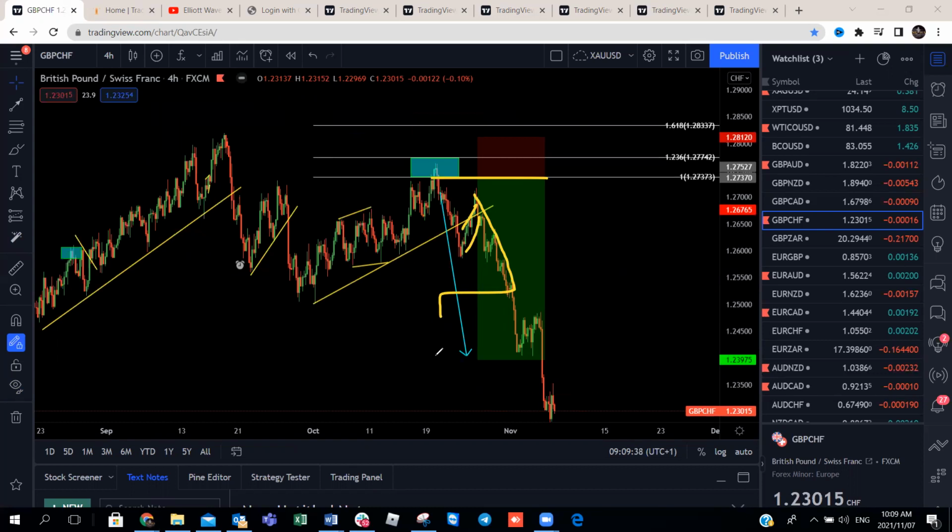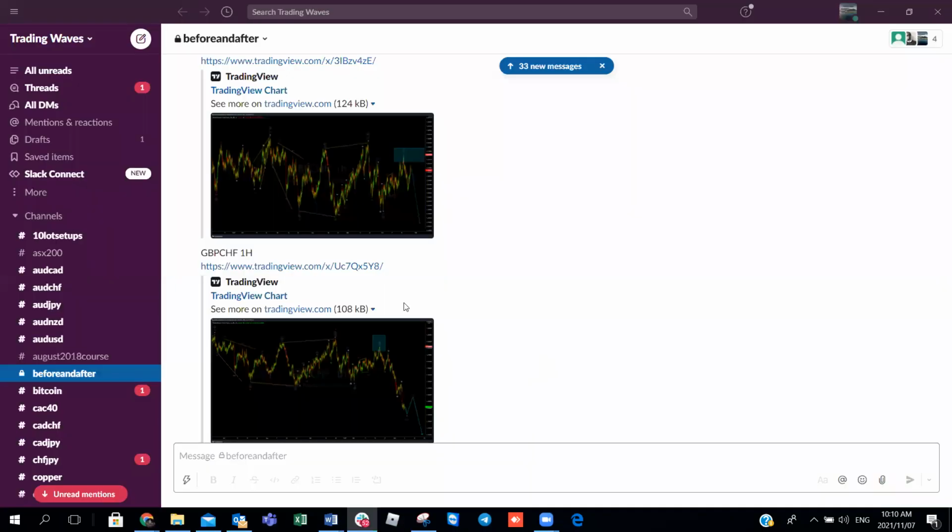Let me just clear this. We still expected continuation to the downside, even when we got closer to the target. We've now crushed that target. We're still expecting this to continue to the downside. That is pound CHF, and that is how that one has played out. All right, so let's have a look at the rest here. So pound CHF played out very nicely.